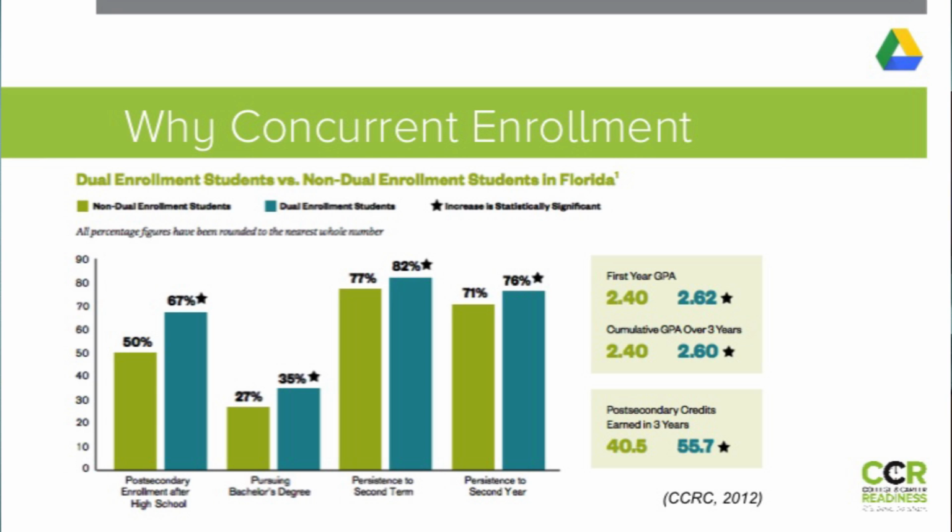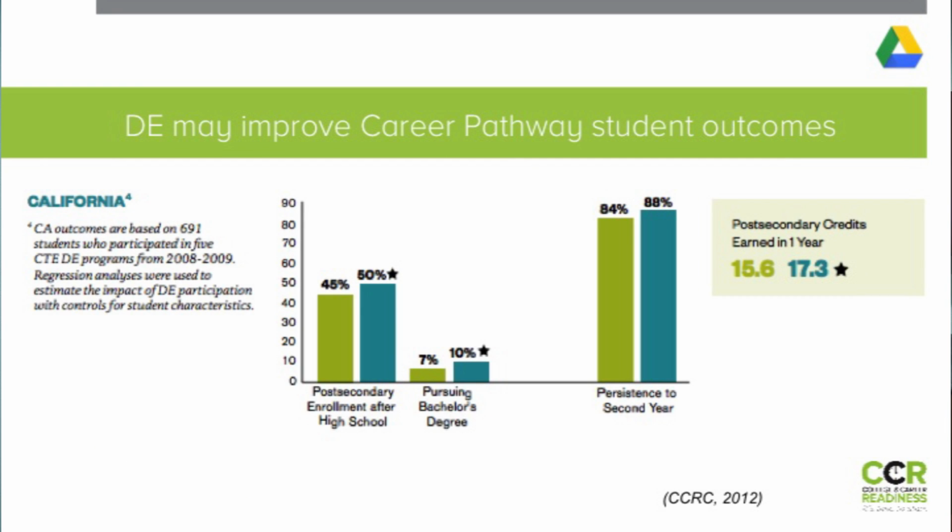For more information on this study, there's a whole bunch more information regarding data from the Florida study and other studies. You can look at the Community College Research Center report from 2012. If you Google that, you can find it. We do have some data on dual enrollment here in California. We think it may improve career pathway student outcomes.